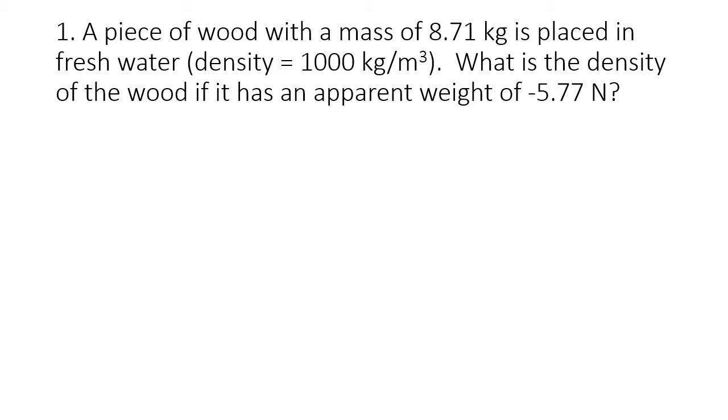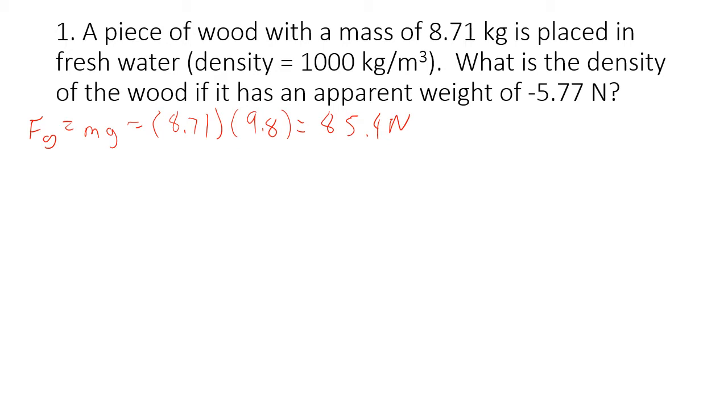So the first thing we're going to find here is the force of gravity acting on the wood. So force of gravity on the wood is just going to be mass times gravity. So the mass of the wood is 8.71 times 9.8, and we should get 85.4 newtons.